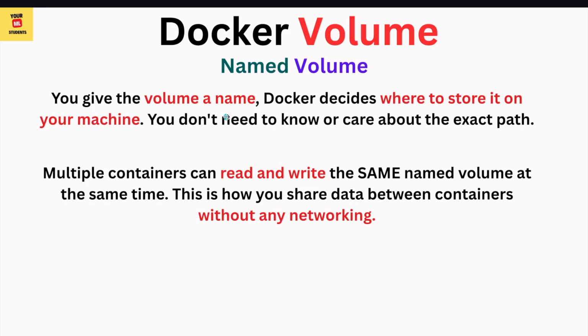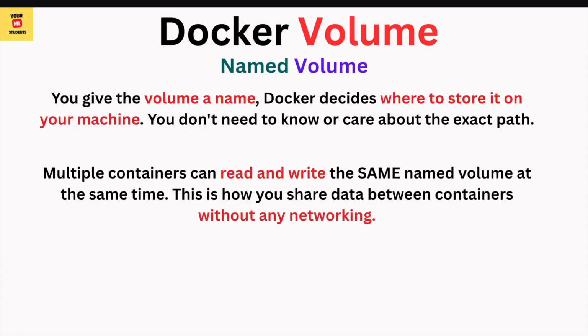So let's say I have created one volume and multiple containers can access it, no problem. This is how you share data between containers without any networking. For this volume, you do not need networking to do that. It can do it automatically. You just have to set it up, nothing much.